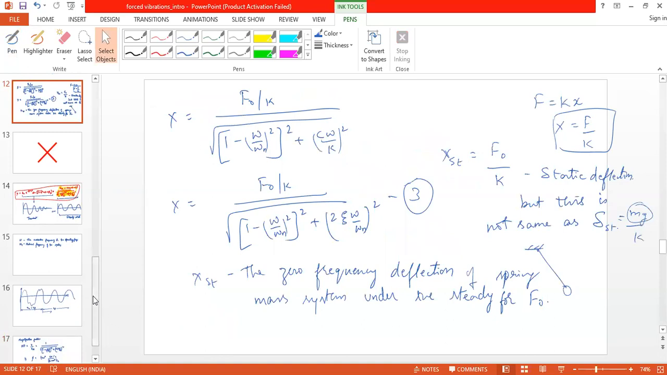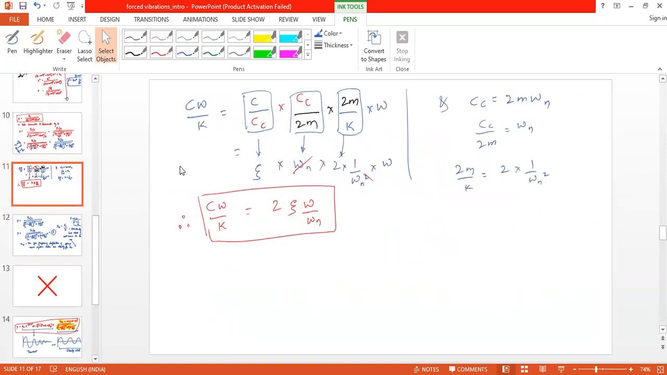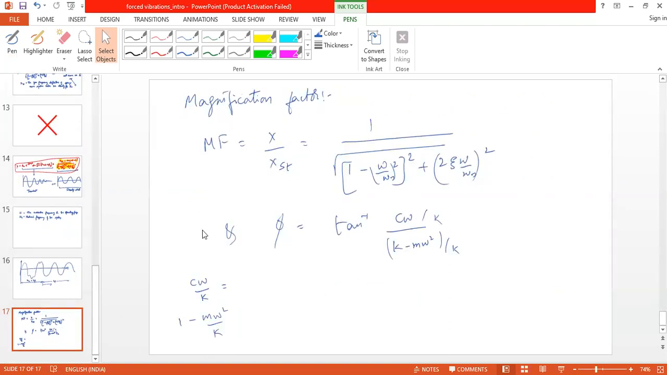So what is this C omega by K? I think we have done that: 2 zeta omega by omega n. So it is 2 zeta omega by omega n.